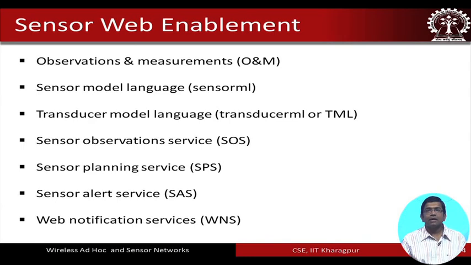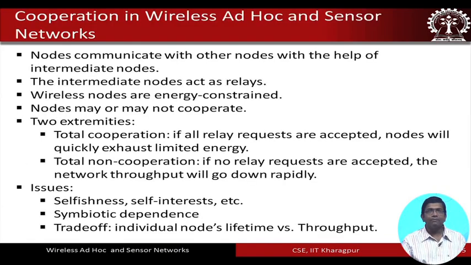There are different components of these sensor webs. I am not going to read through all of them, but as you can see over here, there is the sensor modeling language, which is used to model these sensor webs. Similarly, you have the transducer modeling language, the sensor observation service, sensor planning service, sensor alert service, and so on. So, a bunch of different services, modeling languages, and observations and management. These are the different components of the sensor web.